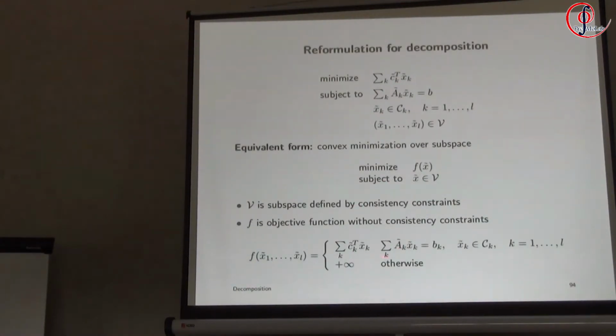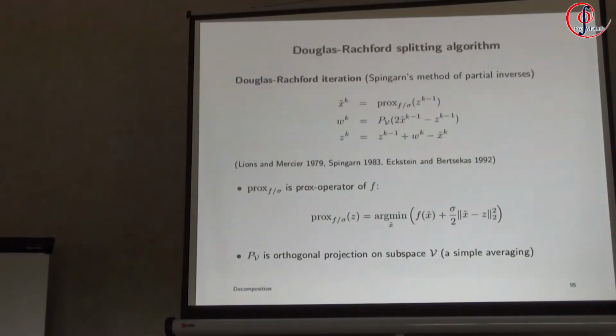But the domain of f does not include the consistency constraint. That's the important thing. It's only this part of the matrix. So we can try to solve this using a first order method, and a popular choice is the Douglas-Rachford method, which is known under different names.